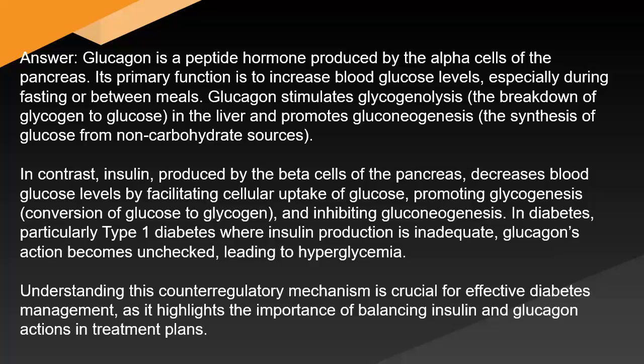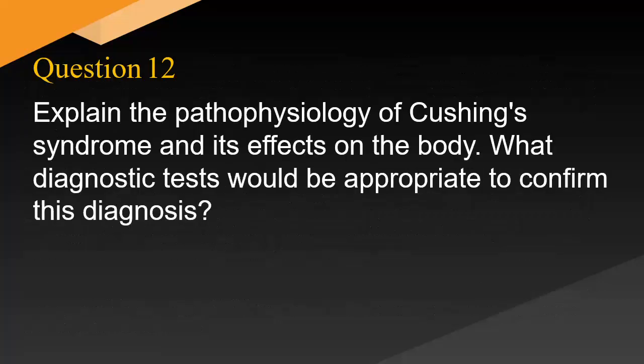uptake of glucose, promoting glycogenesis, the conversion of glucose to glycogen, and inhibiting gluconeogenesis. In diabetes, particularly type 1 diabetes where insulin production is inadequate, glucagon's action becomes unchecked, leading to hyperglycemia. Understanding this counter-regulatory mechanism is crucial for effective diabetes management, as it highlights the importance of balancing insulin and glucagon actions in treatment plans.